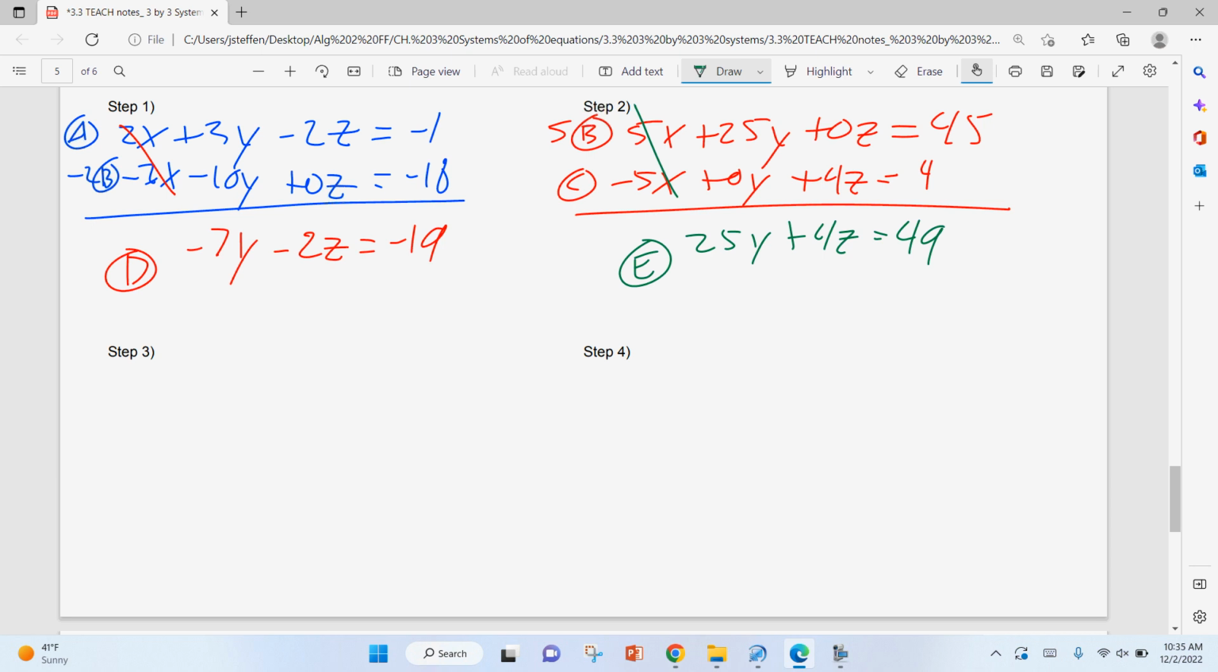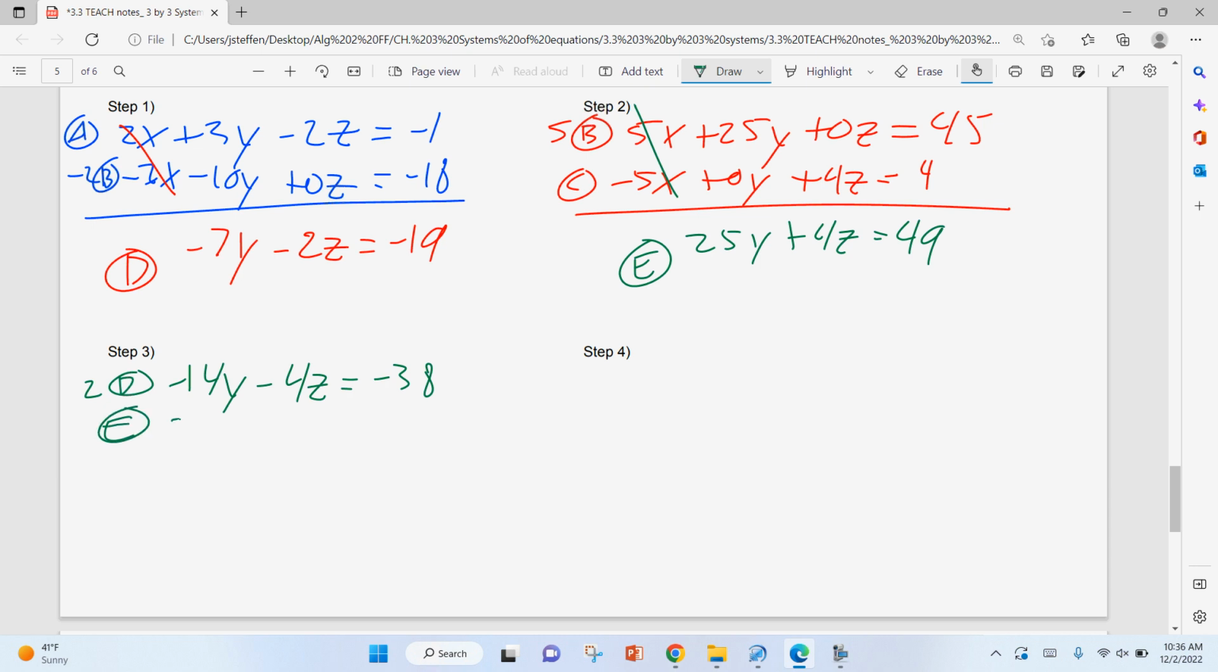So now I have D and E. Now those are the two that I'm going to try to use to cancel. Again, you can cancel whatever you want. I would highly recommend Z in this one. So to do that, I'm going to multiply D by 2. So negative 14y minus 4z is equal to negative 38. Again, I would use my calculator on that. I would have not known that, except for I've done it a bunch of times already today.